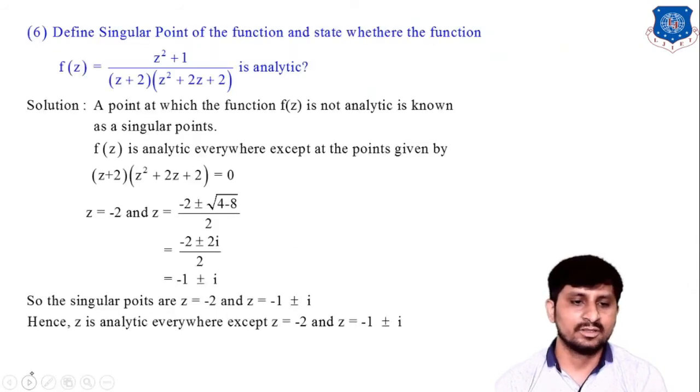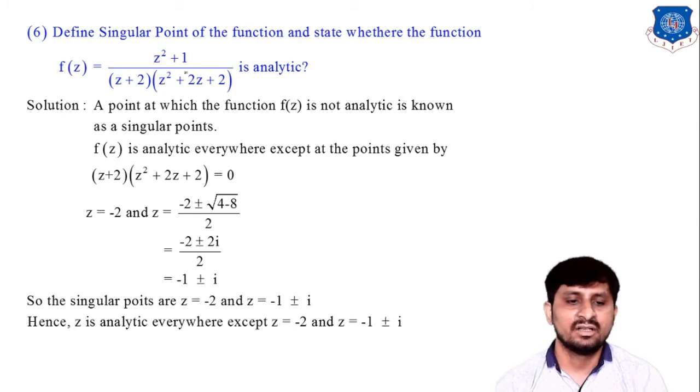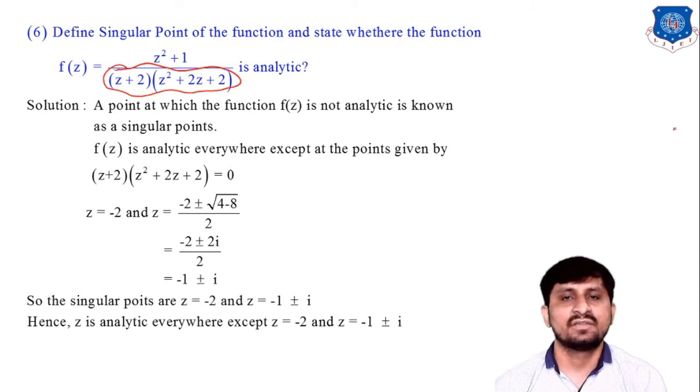Let's solve one more example. Define the singular points of the function and state whether the function f of z is analytic or not. What is my function? The function is (z square plus 1) upon (z plus 2)(z square plus 2z plus 2). A point at which the function f of z is not analytic is known as a singular point. So first we have to recall the definition of a singular point. f of z is analytic everywhere except at the points where the denominator becomes 0. We know the denominator is (z plus 2)(z square plus 2z plus 2). Where the denominator becomes 0, the function is not analytic.